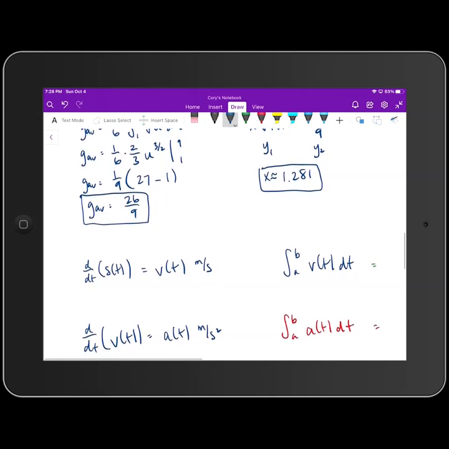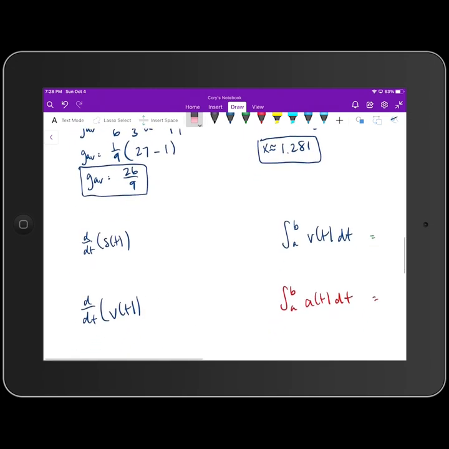Okay, now I want to talk really briefly about what happens whenever we take derivatives and integrals of functions. Okay, because we're going to need to understand this really well for rates problems. And then we'll get into how we can tell whether a question is asking us to determine the average value of a function or the average rate of change.